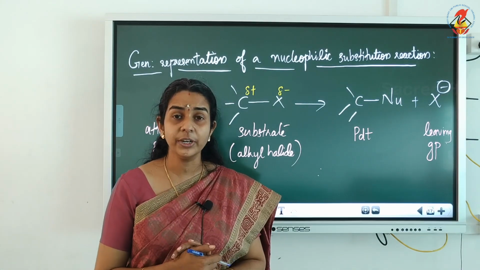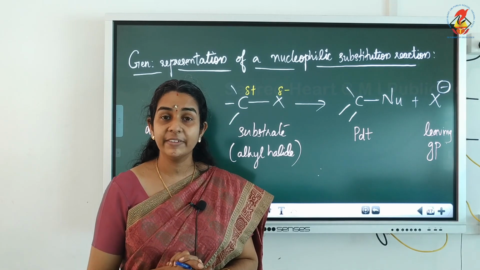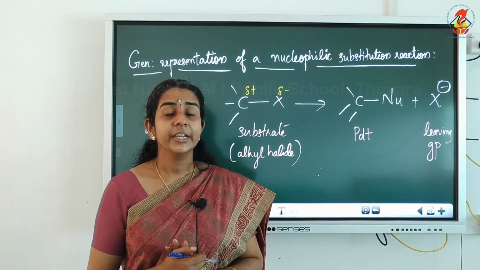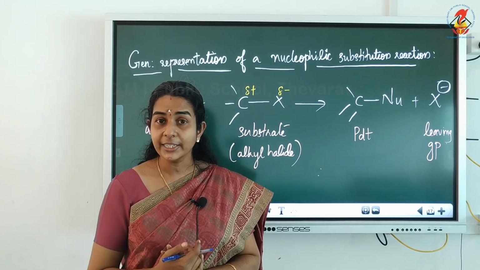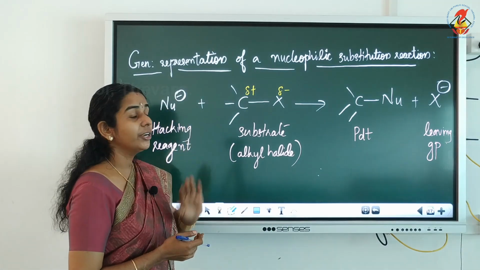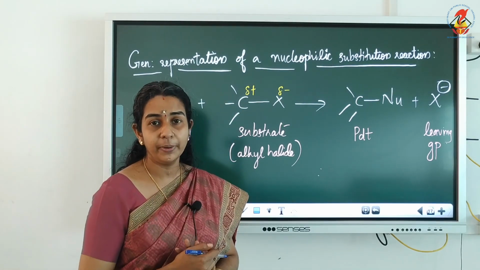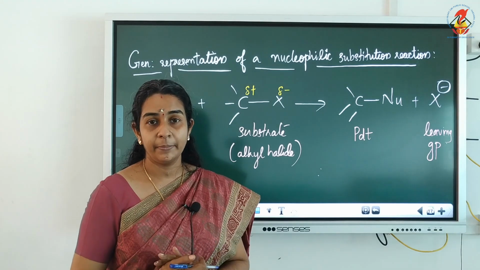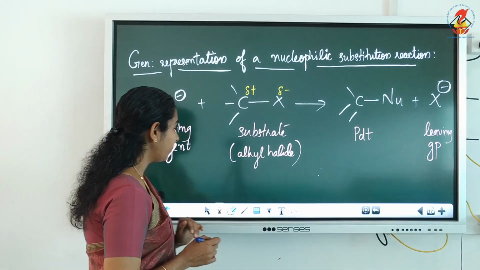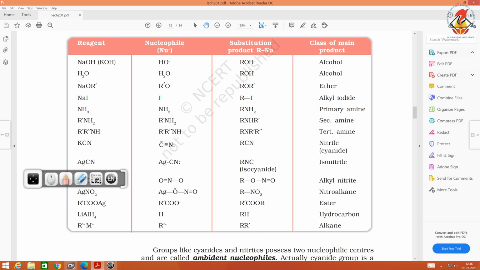Now, in our textbook, many examples of nucleophilic substitution reactions are given as a table. From that we can identify the different nucleophiles and the different products we get when each nucleophile substitutes the halogen atom. When X is replaced by CN, what is the product name? When X is replaced by OH, what is the product name? That is the next topic that we are going to study. So, this is the table given in your textbook.